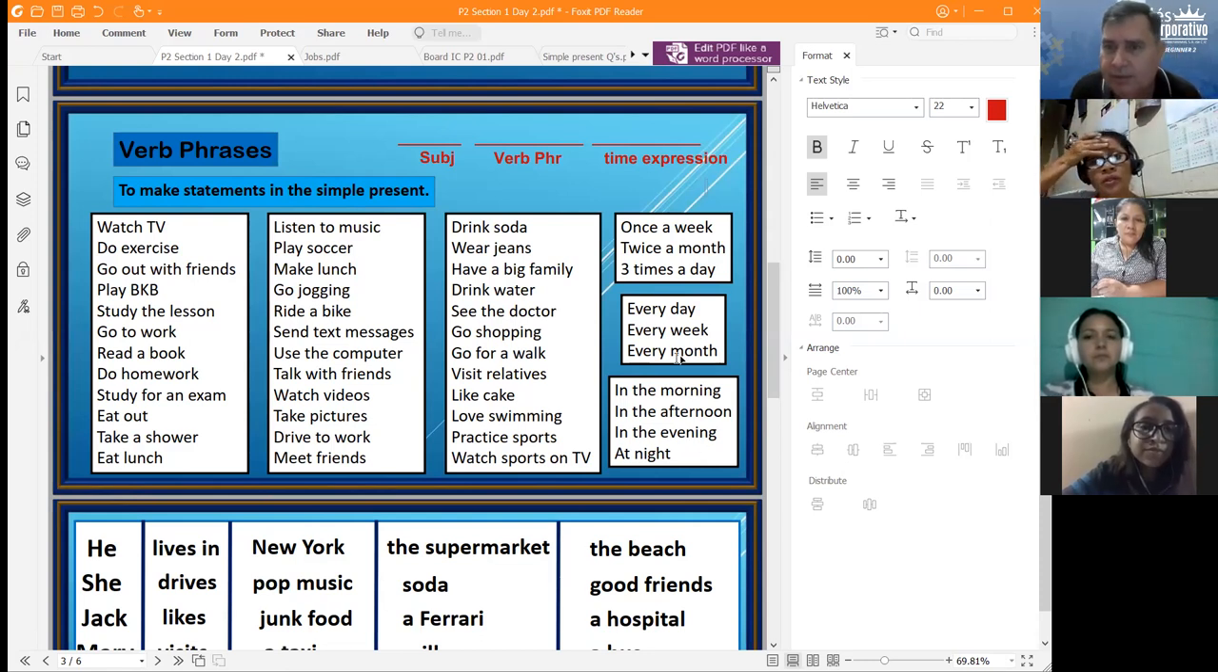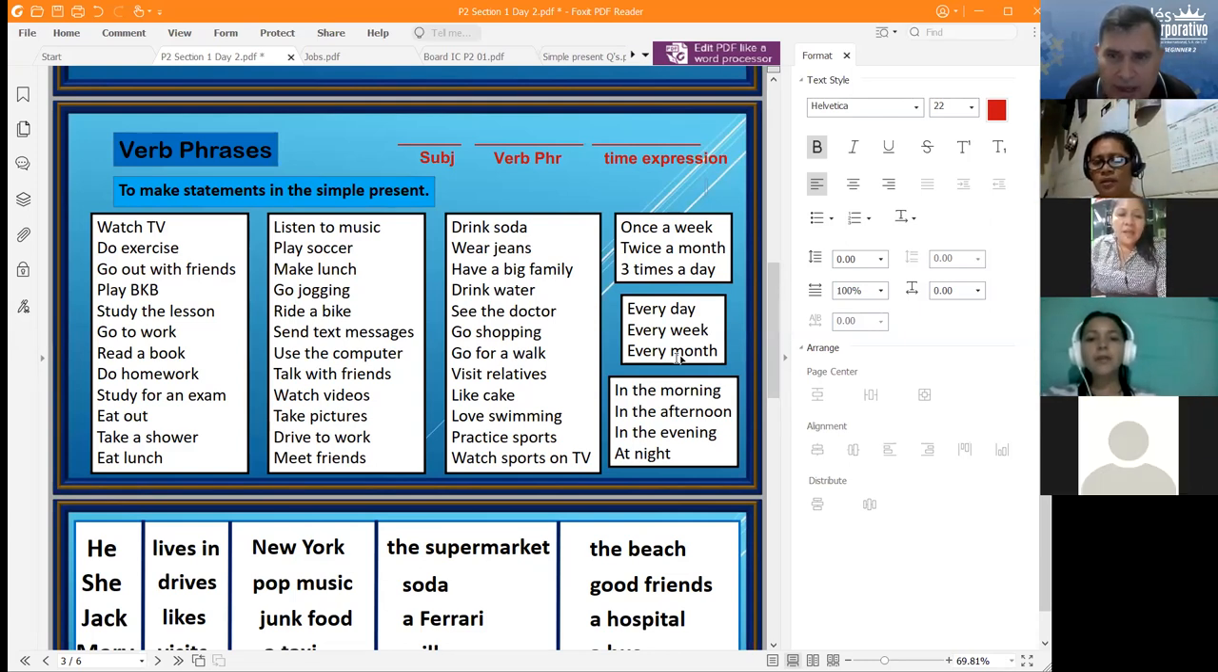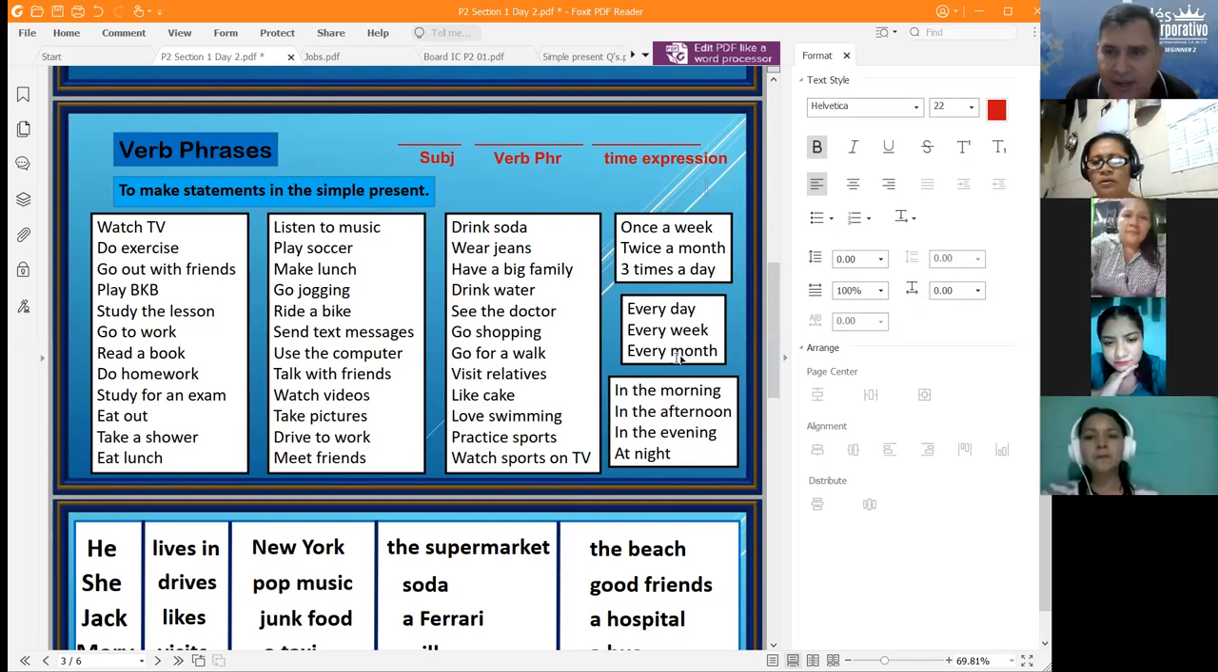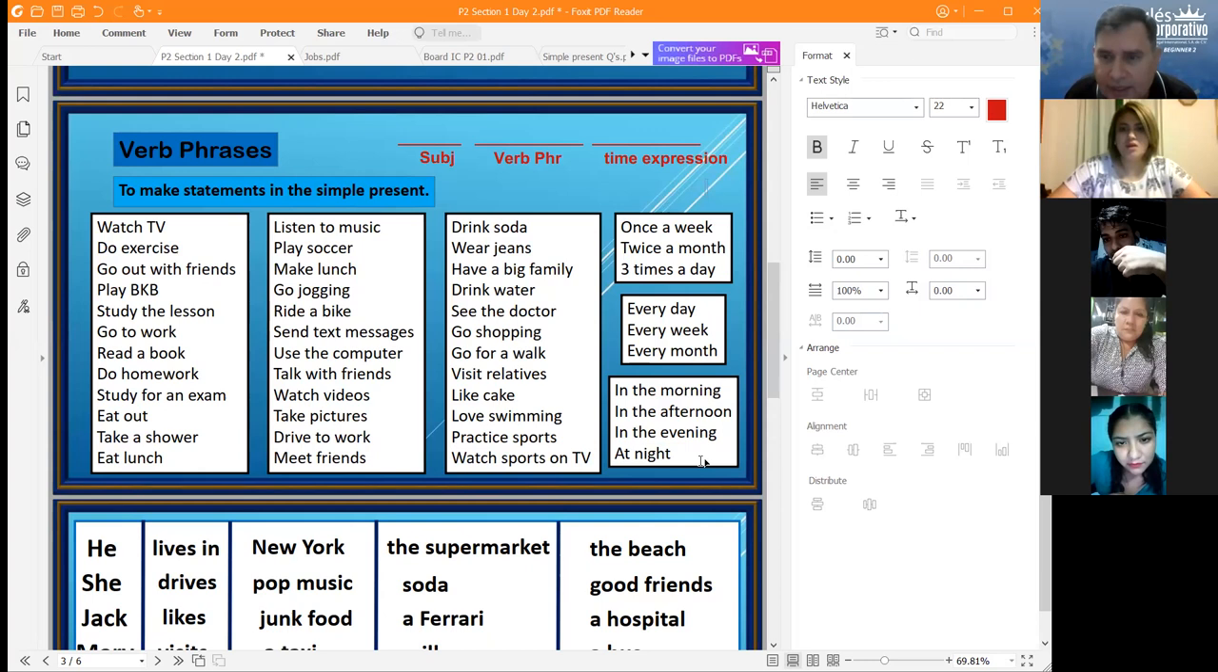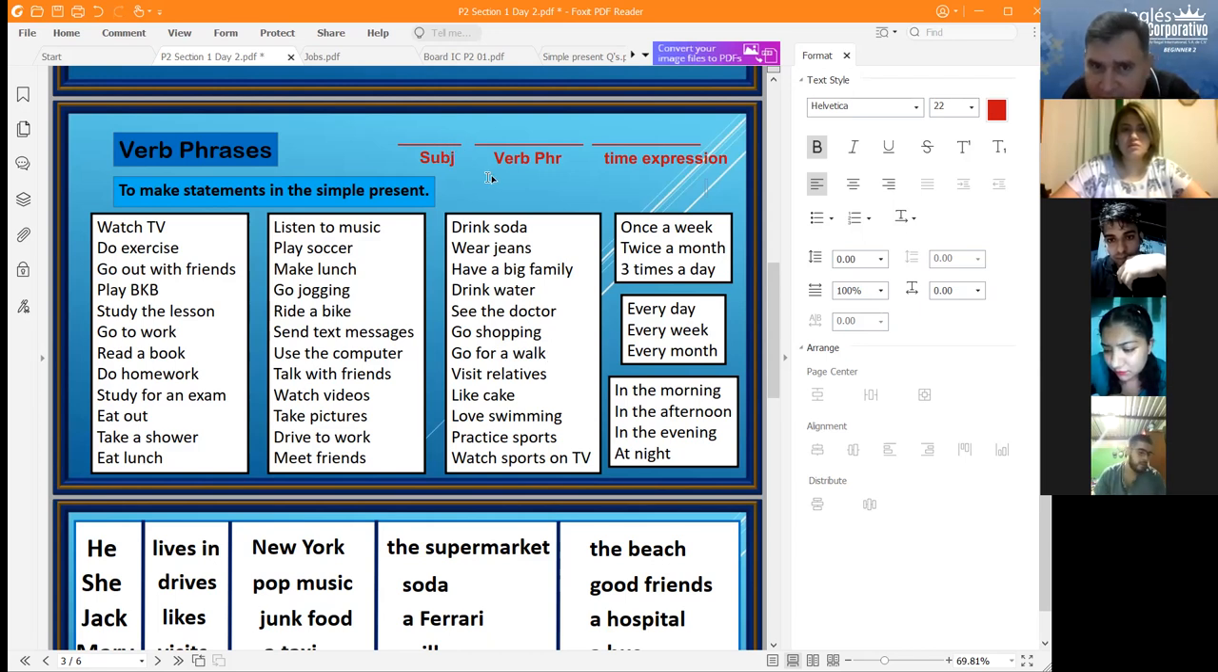Repeat for me, once a week, twice a month. Three times a day. Every week. In the morning. In the afternoon. At night. Excellent. Now we're going to make sentences using the phrases in this order.